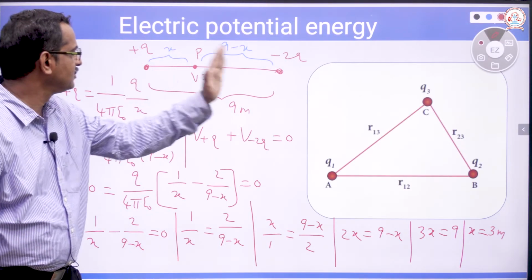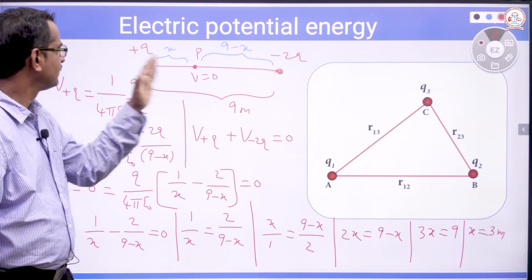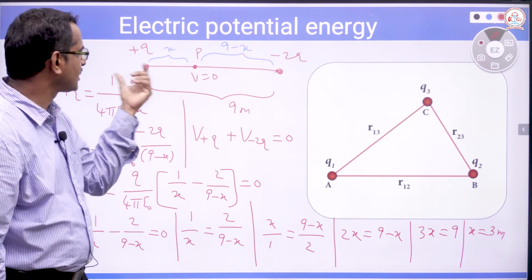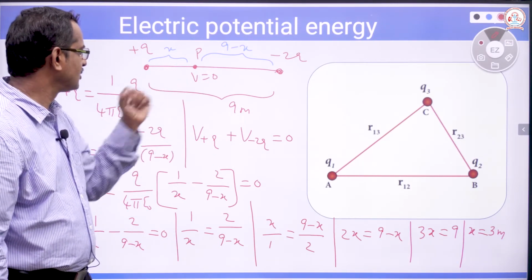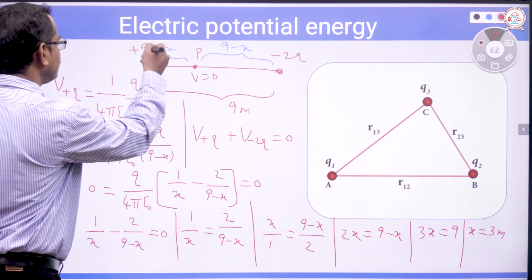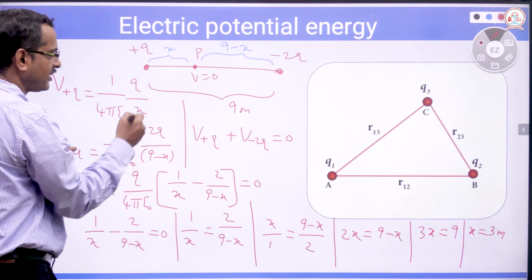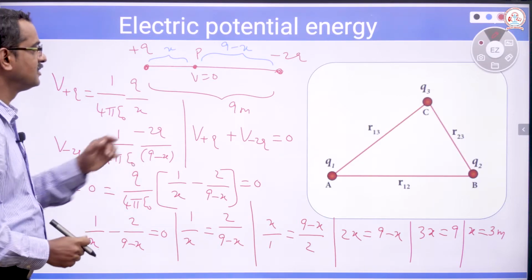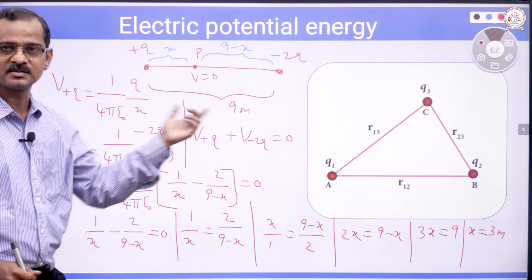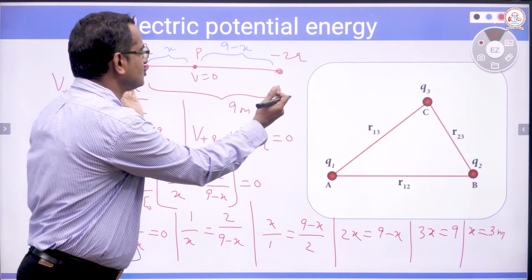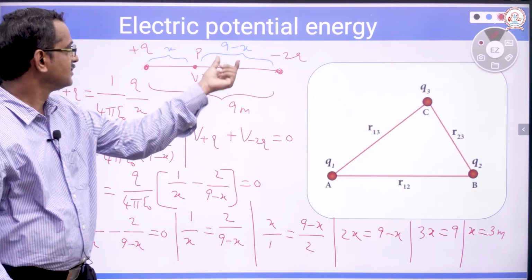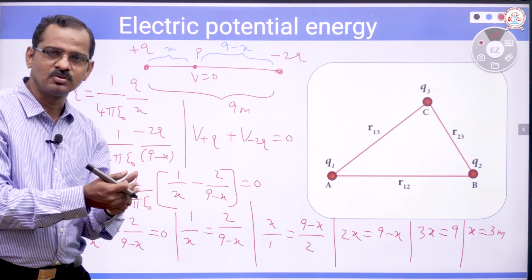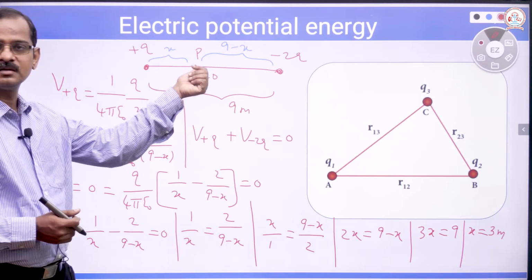The electric potential at a point somewhere between the two charges, where you have plus Q here and minus 2Q there, is 0, and we have to find the distance. The electric potential at the point P due to plus Q is V equal to 1 by 4 pi epsilon naught Q by x, where x is the distance here, and the electric potential due to minus 2Q is 1 by 4 pi epsilon naught minus 2Q by 9 minus x, because in the question it is given that the distance between the two charges is 9 meters. This is x, therefore this is 9 minus x. The total potential at the point here is 0.